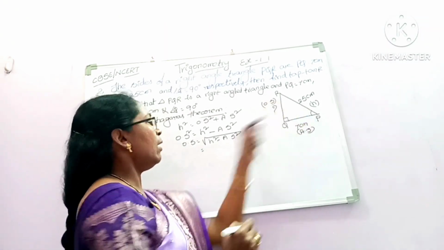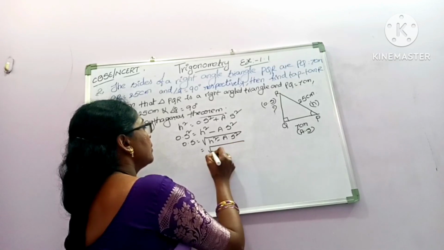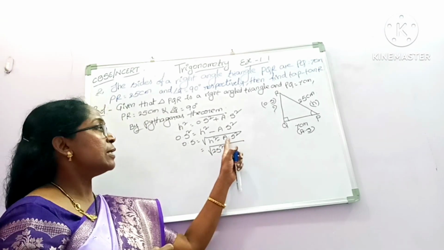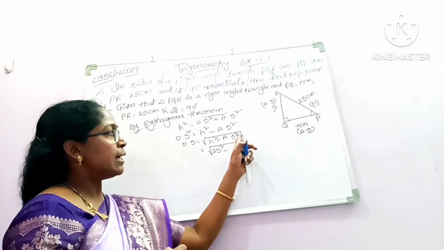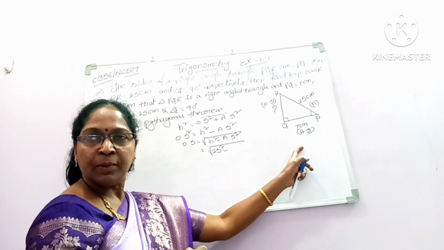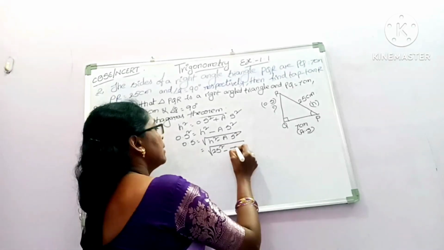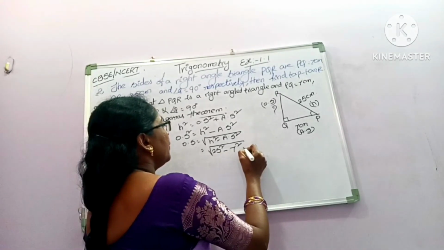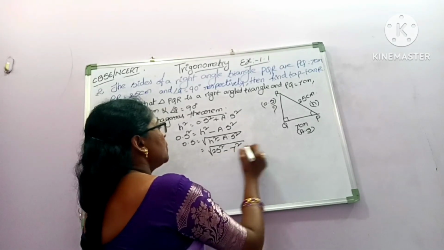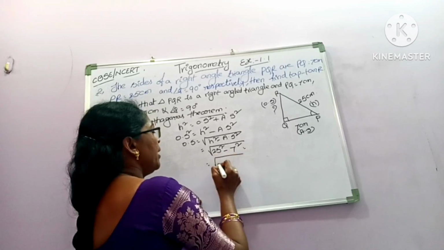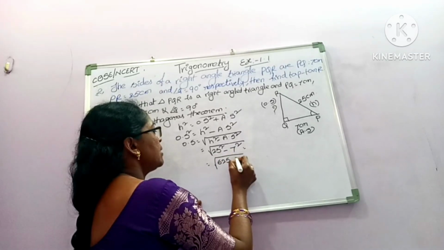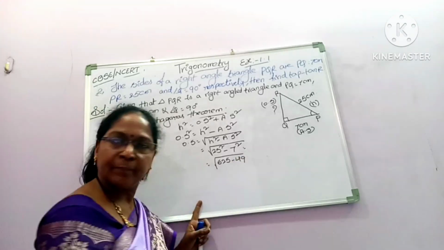What is the h value here? 25. Square root of 25 square minus, substitute the values, adjacent side square, where adjacent side equals how much? 7. That means 7 square. So that equals, here you can simplify. 25 square is nothing but 625 minus 7 square, which is 49.